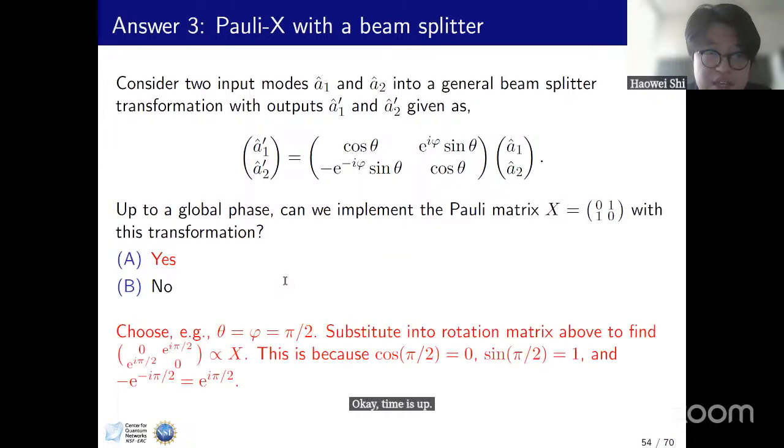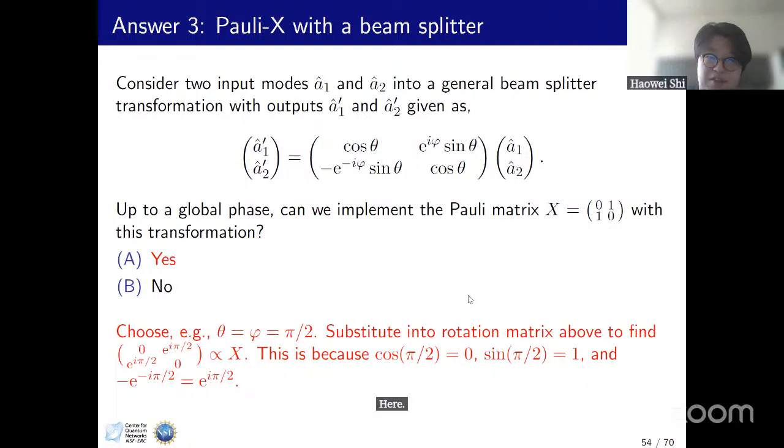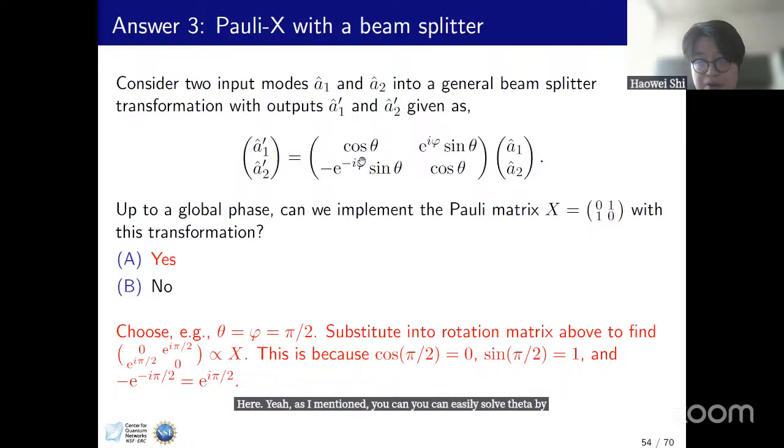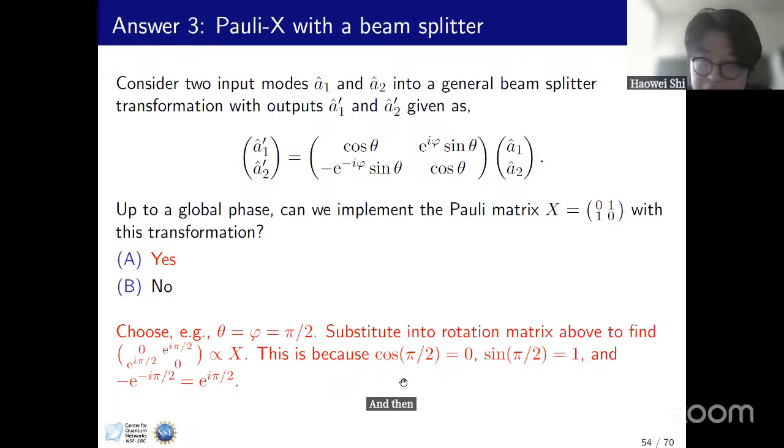Okay, the answer is A. Yeah, so most of you chose the right answer. As I mentioned, you can easily solve theta by comparing the 1 term. So cosine theta equal to 0 gives you theta equal to pi over 2. And then you can solve phi. So phi should be pi over 2 too. And then you get the Pauli X matrix.